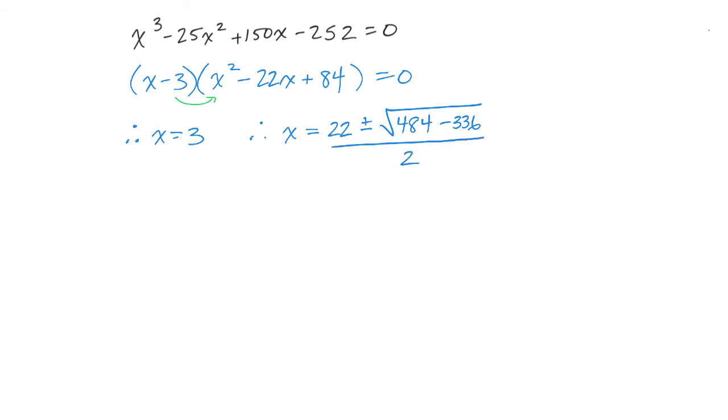I would suggest that to be your first line. And then we can clean it up. 484 minus 336 is a 148, all over 2.